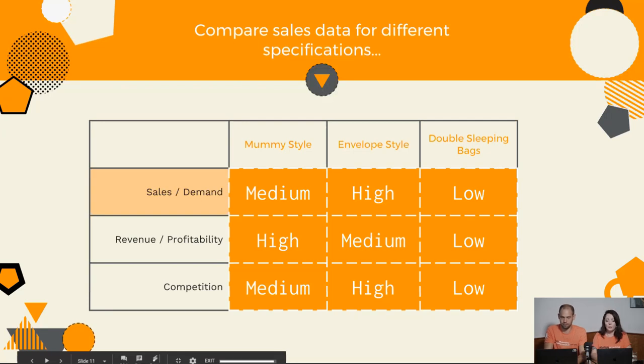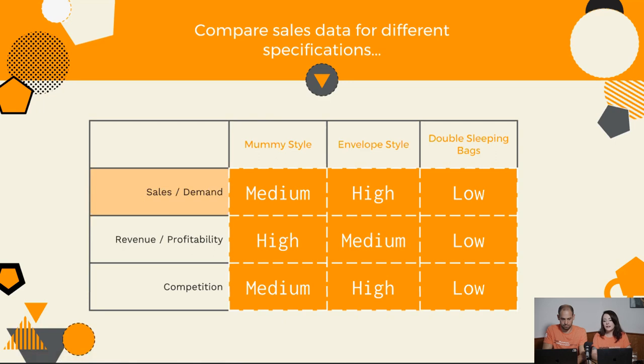The envelope style was higher sales, higher demand, but because the ticket price was lower, the profitability was kind of medium, and the competition was quite high. There was more sellers selling quite a lot of units per month with the envelope style. And then another one that I did look at previously was double sleeping bags.